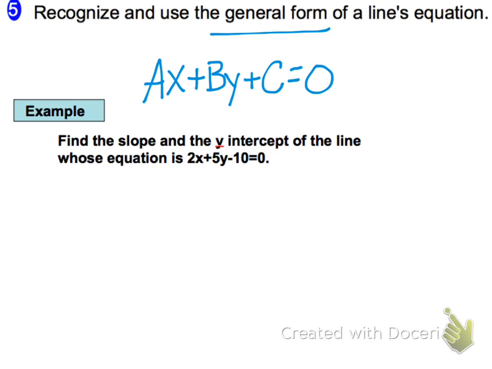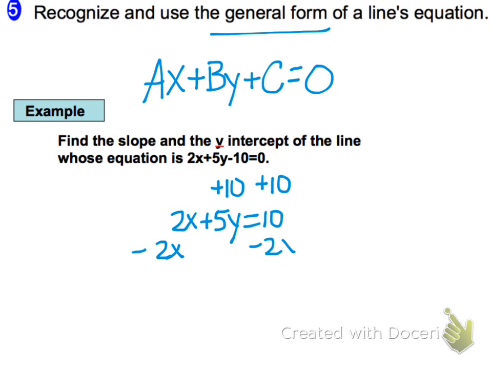So you can see that there's an equation here given, and that's the general form, and we want to find the slope and the y-intercept. Now, the easiest way to do this would be just to go ahead and solve for y. So let's take this equation and solve for y. I'm going to start by adding 10 to both sides. So we're going to have 2x plus 5y equals 10. I'm going to bring the 2x over to the other side. So we have 5y equals negative 2x plus 10. And lastly, I'm going to divide by 5.